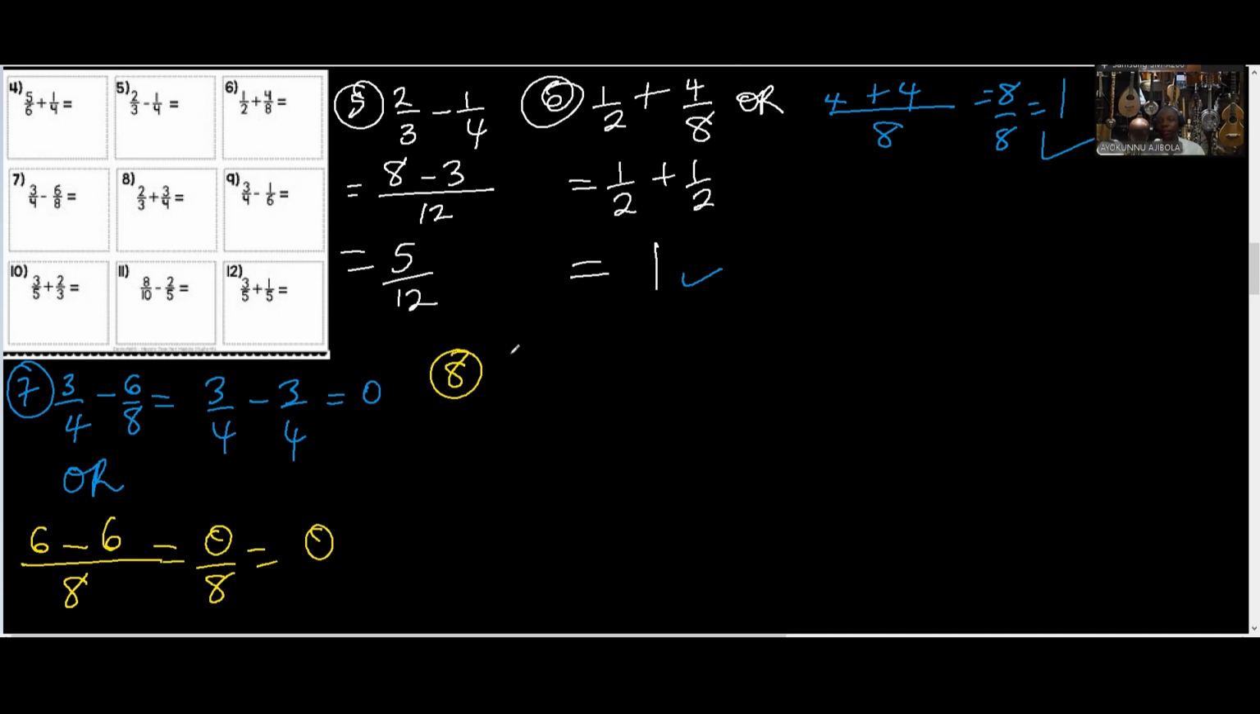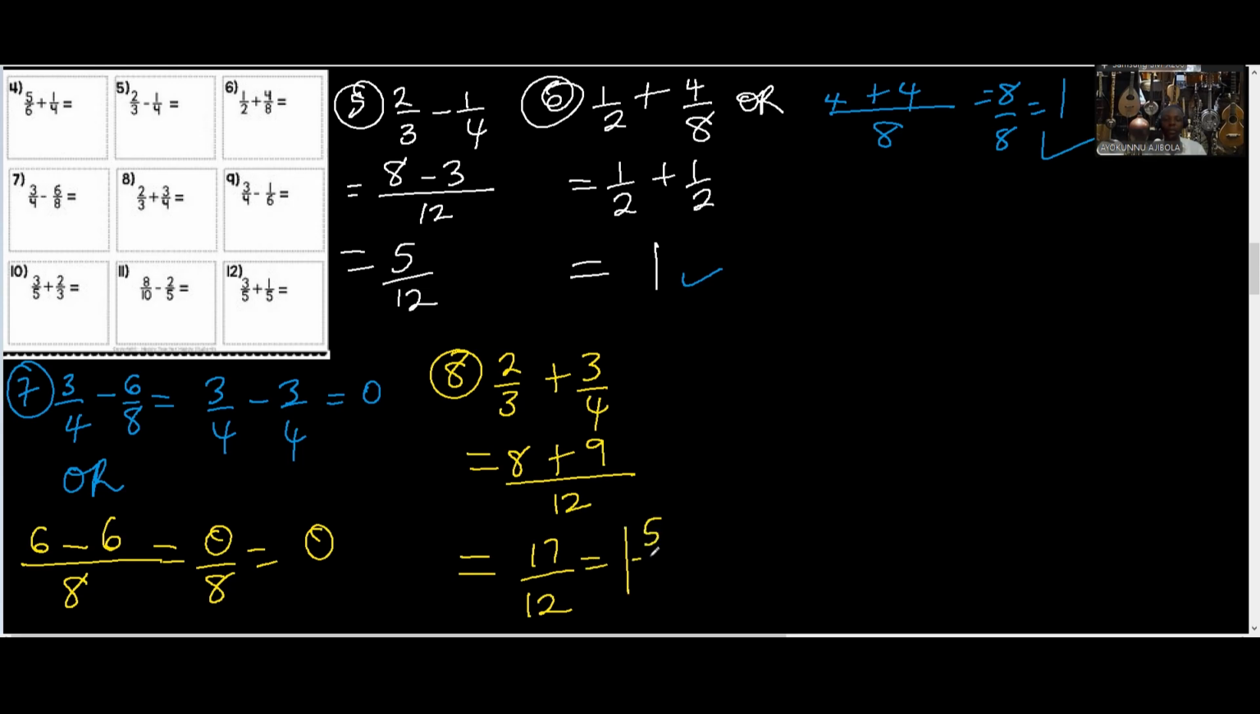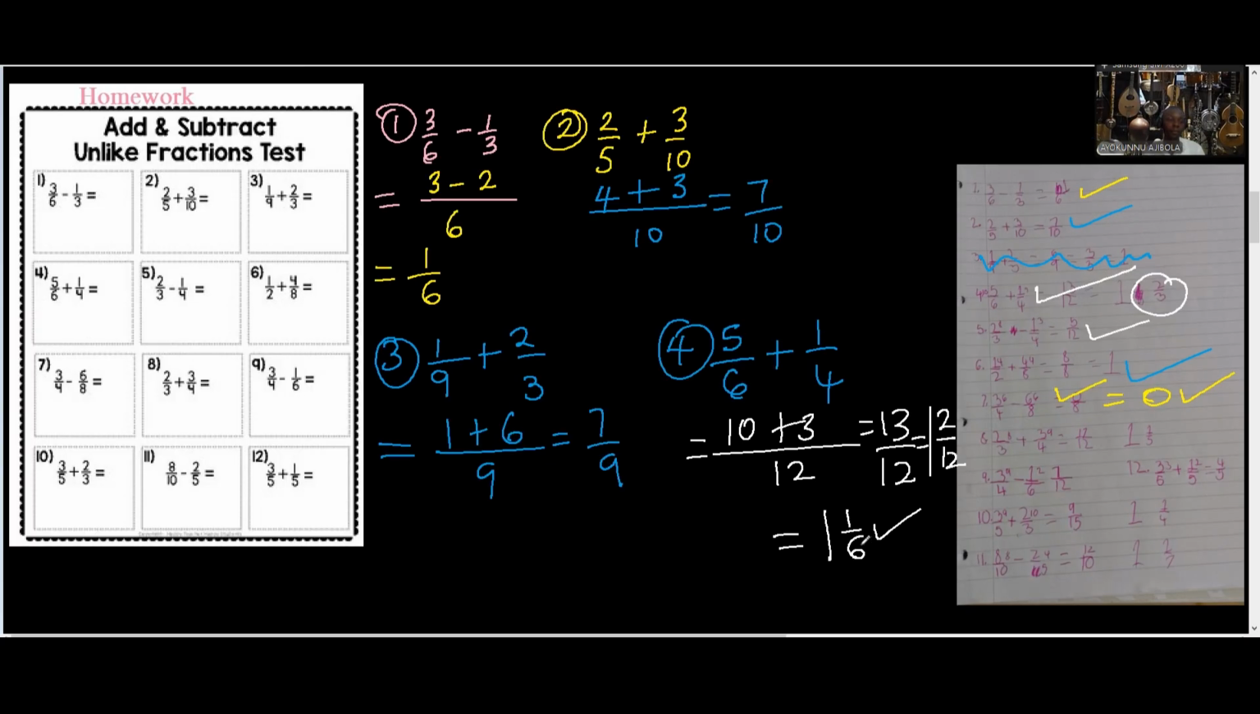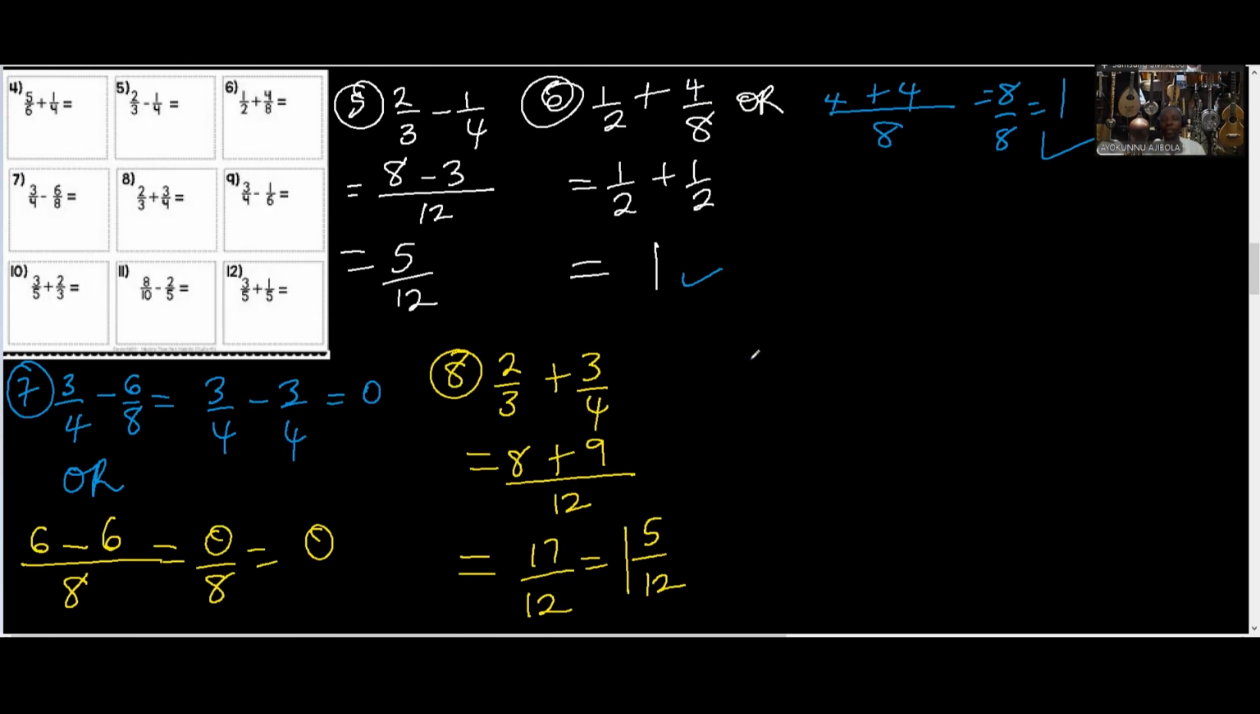Yeah, number 8. Cool. Number 8, can you hear me? Oh, yes. 2 over 3 plus 3 over 4. Okay, let's see this one. The LCM is 12, 3 here, that's 4 times 2, 8. Then 4 here, 3 times 3 is 9. So this is going to be 17 over 12. Then that's 1 whole number, 5 over 12. Wow, this is fantastic. You know, you get it.